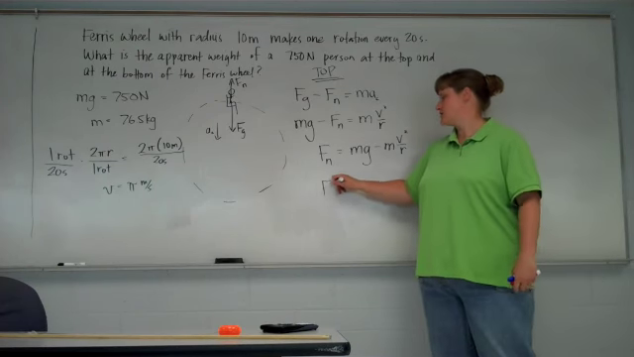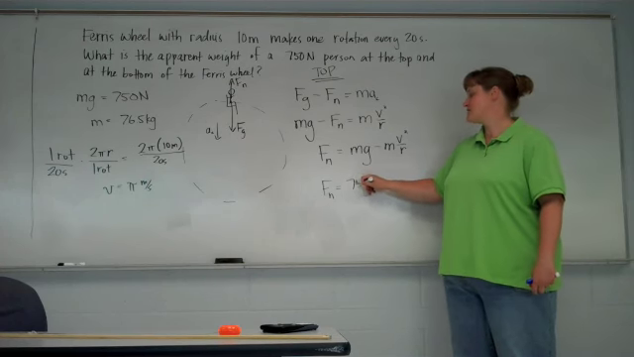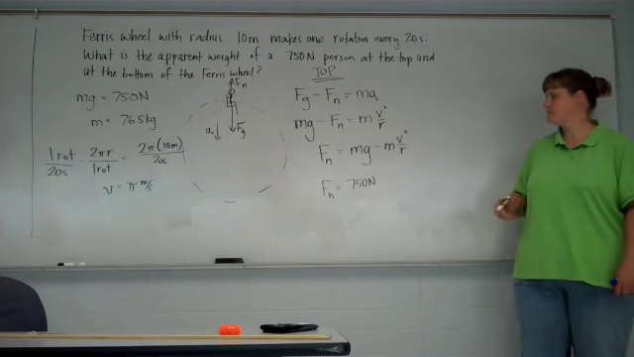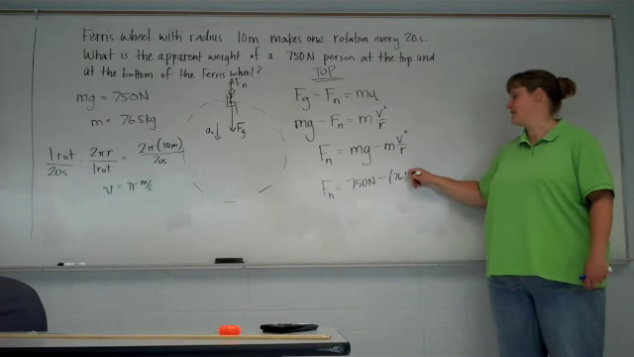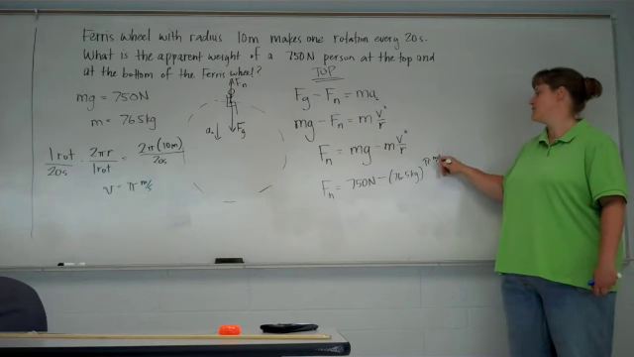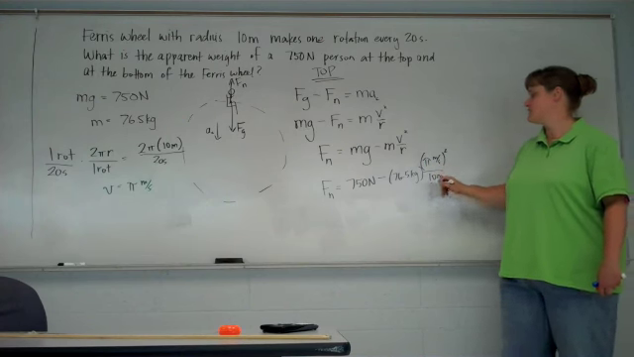So the normal force at the top, mg is 750 newtons. That's the actual weight of the person. m we figured out was 76.5 kilograms. v we just found out was pi meters per second. r we said is 10 meters.